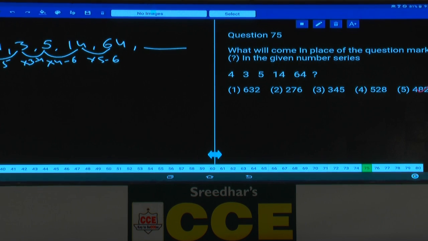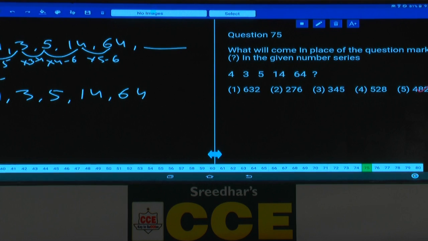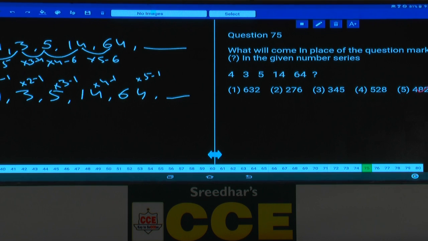Now, question number 75. Now, if you write like this, 4, 3, 5, 14, 64. 4 into 1 minus 1. Next one into 2 minus 1. Into 3 minus 1. Or into 4 minus 1. Next one must be into 5 minus 1. And 64 into 5 minus 1, 320 minus 1, isn't it? 320 is also not there.